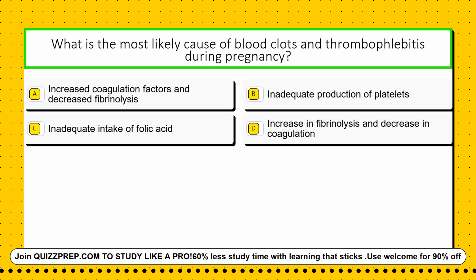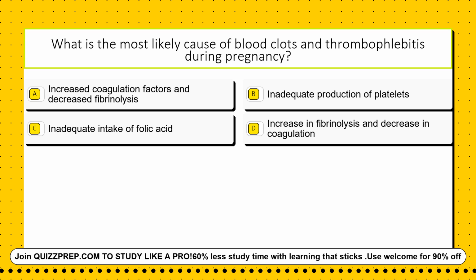Question 86. What is the most likely cause of blood clots and thrombophlebitis during pregnancy? Option A. Increased coagulation factors and decreased fibrinolysis. Option B. Inadequate production of platelets. Option C. Inadequate intake of folic acid. Option D. Increase in fibrinolysis and decrease in coagulation.